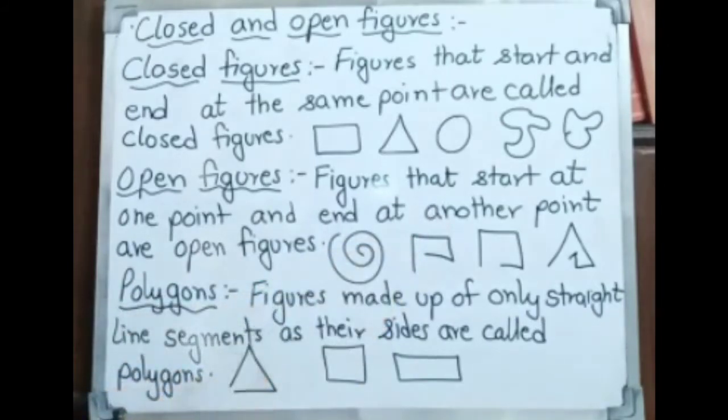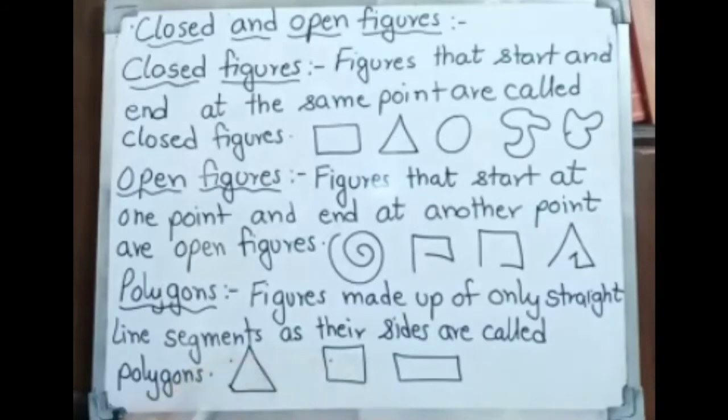Polygons: figures made up of only straight line segments as their sides are called polygons. So triangle, square, rectangle. Triangle, a 3-sided polygon. Square, a 4-sided polygon. Rectangle, a 4-sided polygon. Again, polygons are named according to the number of their sides. So these are examples of polygons.